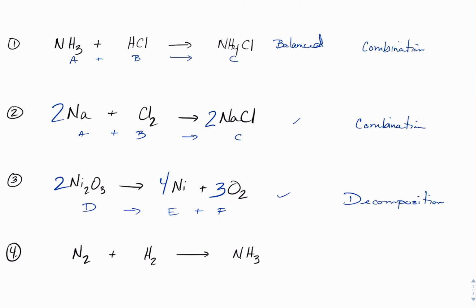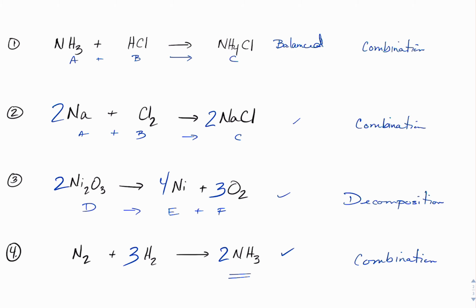reaction. Here we have nitrogen plus hydrogen to give you ammonia. Is this balanced? Nope, we'll put a 2 here. And then that gives us 6. We'll put a 3 here in front of hydrogen, and I think that's balanced. And again, this is forming one product here, so we'll call this combination.